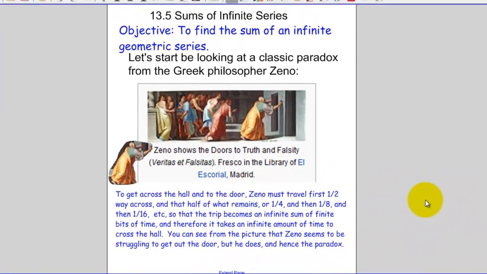Hello, pre-calculus. Here are 13.5 sums of infinite series, and the objective is to find the sum of an infinite geometric series. Let's start by looking at the classic paradox from the Greek philosopher Zeno. Here's Zeno with some of his followers at the doors to truth and falsity.